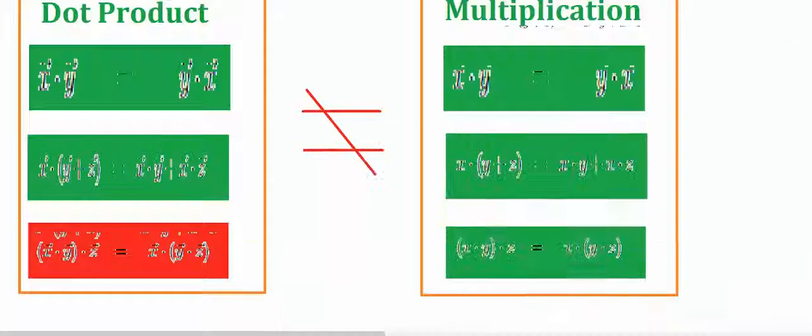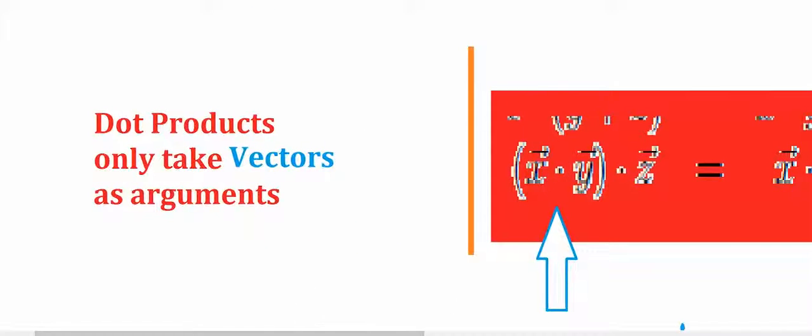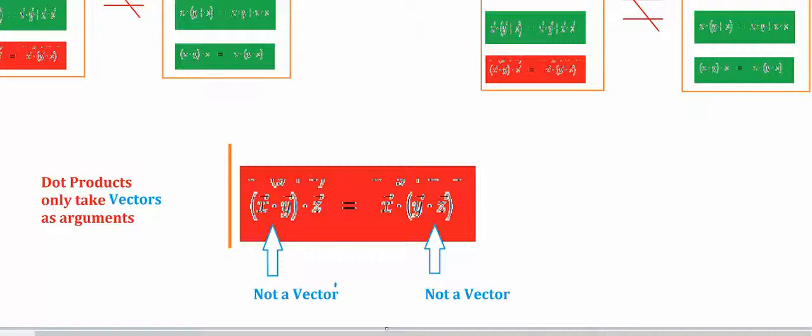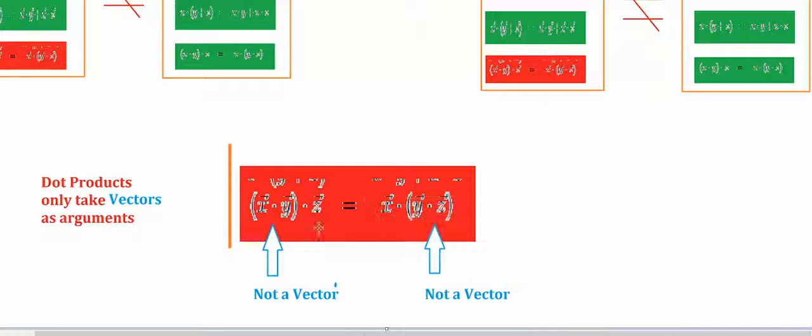So after a small pause, you go to the next page. And then on the left, you just write, dot products only take vectors as arguments. Put a few seconds pause after that and just show that this guy is not a vector. Make the red thing move all the way out, write this, and make a little arrow that says not a vector and not a vector.